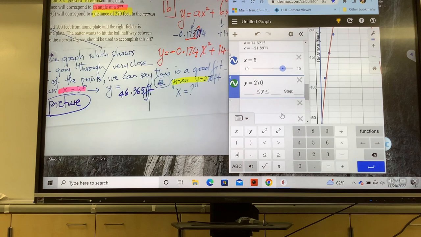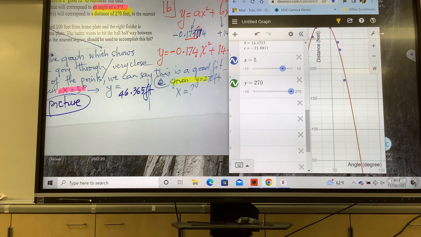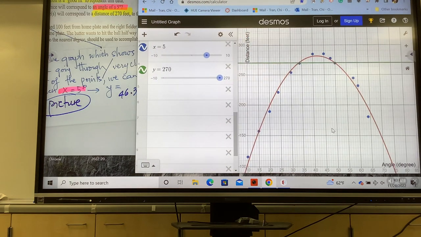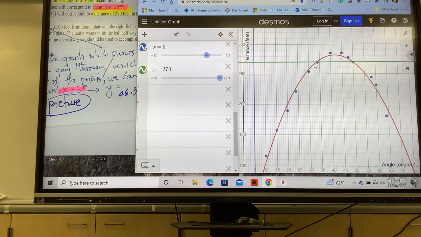Then I'm going to move the raft so I can see it right here. See? Let me open it a little bit more. So if I move it right here, see that? This is the line y equal 270. It cuts the curve at these two points.